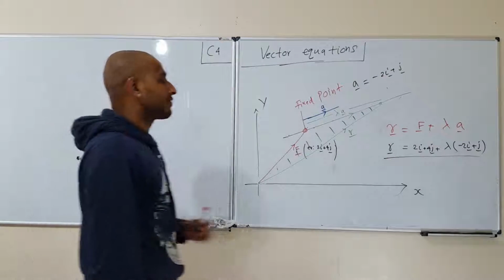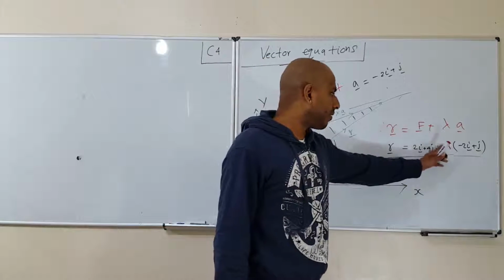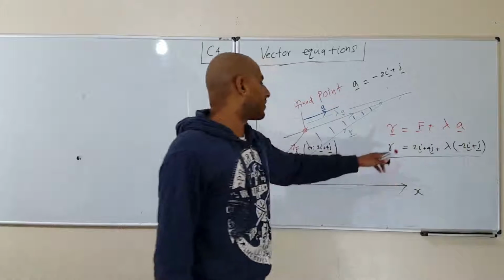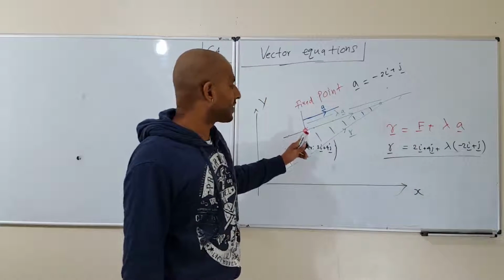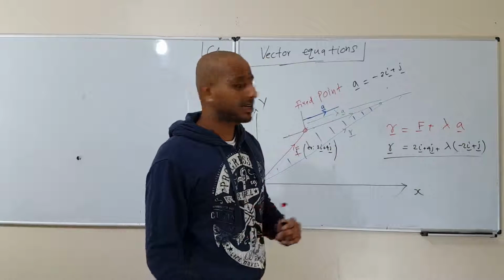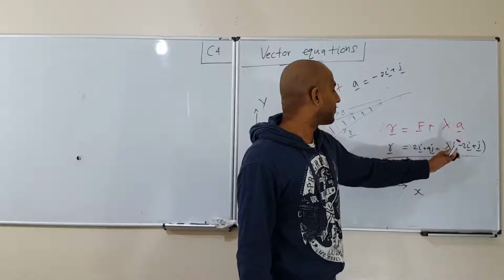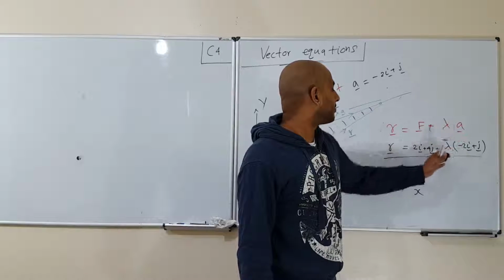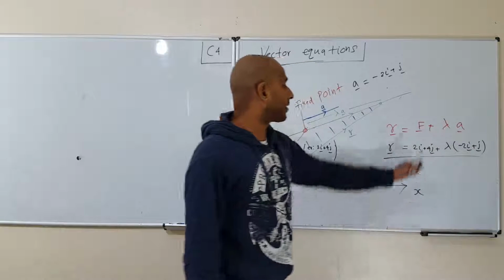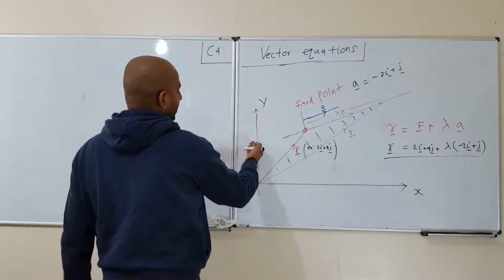So for different values of lambda, I get different points. For example, when lambda is 0, the whole thing becomes 0, so I recover 2i plus 4j, that point. When lambda is 0, I get a fixed point. This makes sense. When lambda is 1, I get a different point. I'm going to get 5j, because that cancels out when lambda is 1. It becomes somewhere there, 5j.